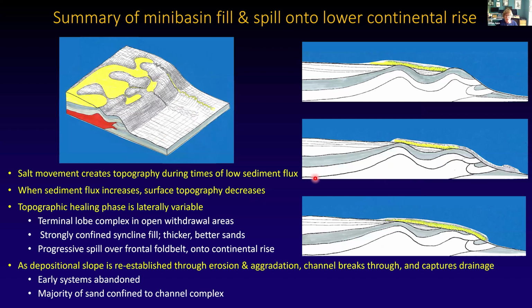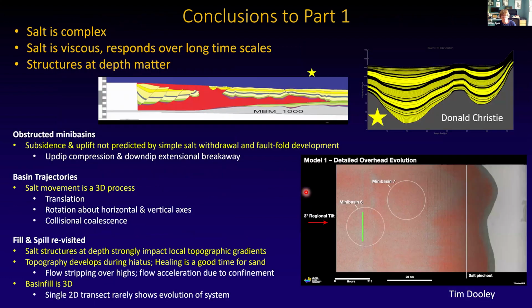We've seen that salt movement creates topography during times of low sediment flux. When the sediment flux increases, the surface topography decreases, and the topographic healing phase is very laterally variable. So as the depositional slope is re-established through erosion and aggradation, then other channels break through from the mid and upper slope and capture all the drainage. The early systems are abandoned and the majority of sand is confined then onto channel complexes.